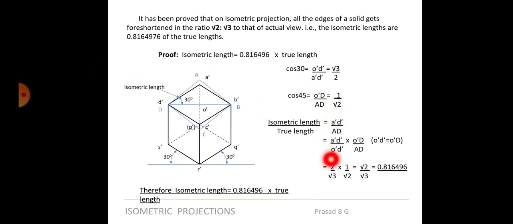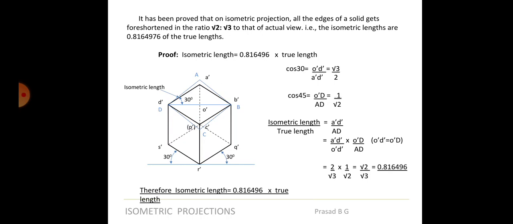I can write this 2 in the numerator as root 2 into root 2. So root 2 gets cancelled. So that will be equal to root 2 by root 3, which is nothing but 0.816496. Therefore, the ratio of isometric length divided by true length is equal to 0.8164, or generally we take it as 0.816. So this is just a proof, as I've told you earlier. So you don't have to bother about this one. This is just mathematically shown that the ratio of isometric length is equal to 0.8164.